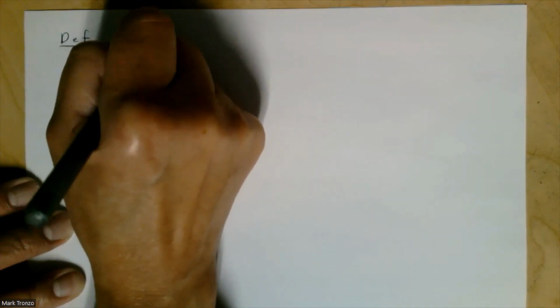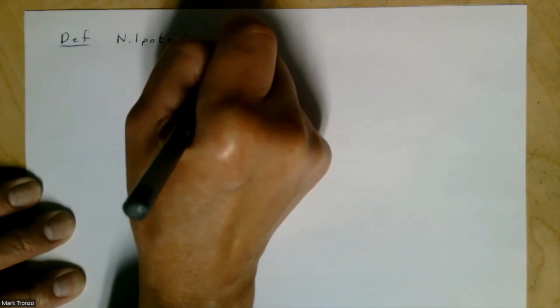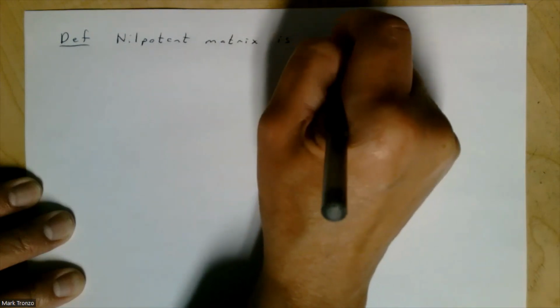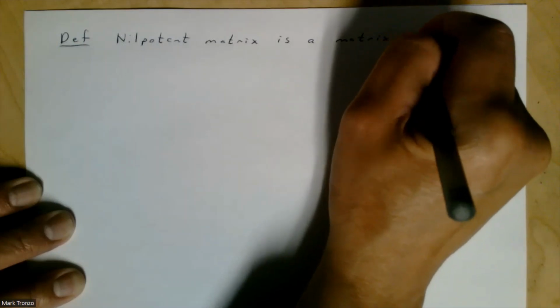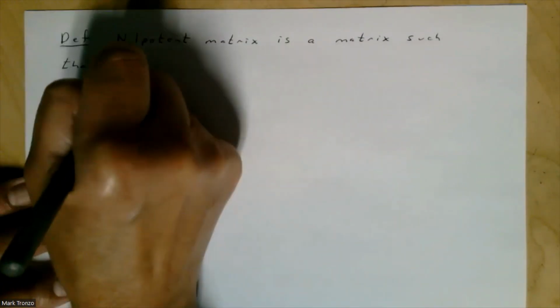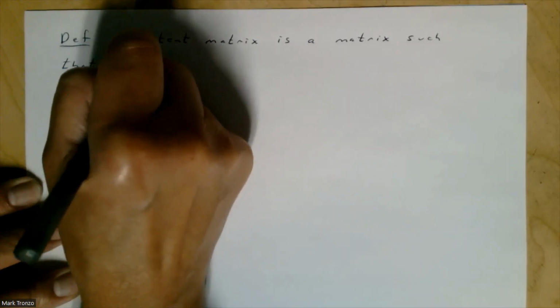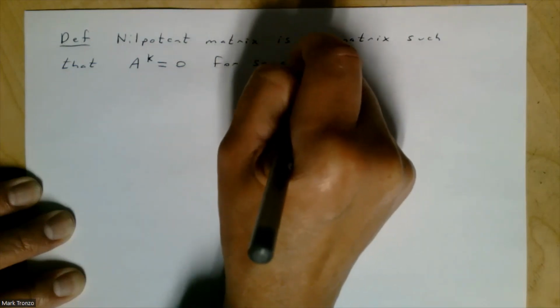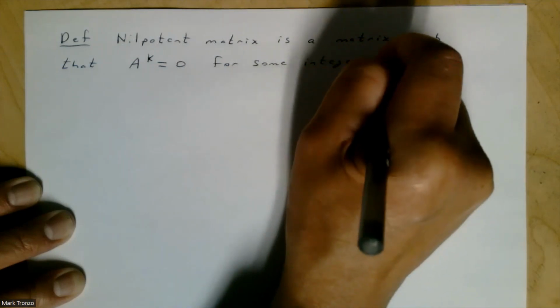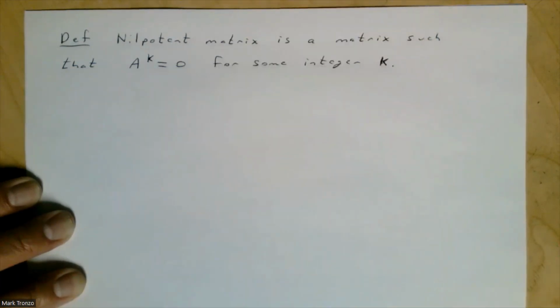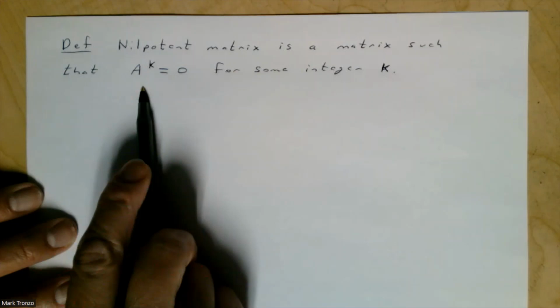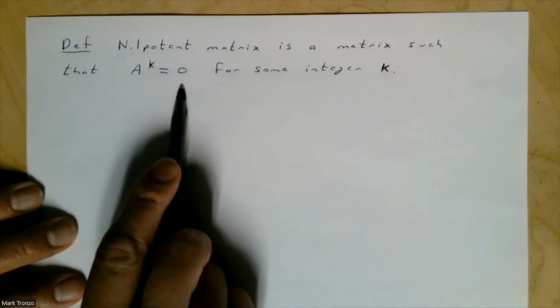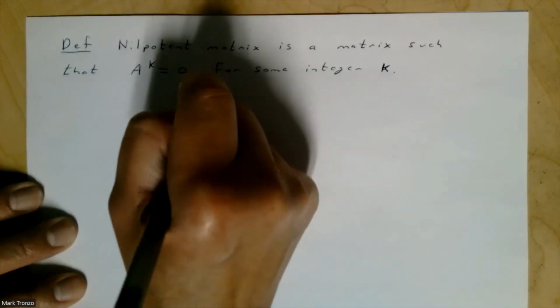So we're going to look at something else. And one thing I want to remind you of is the nilpotent matrix. A nilpotent matrix is a matrix such that A to the k is equal to 0 for some integer k. So a nilpotent matrix is a matrix that if you take it to a certain integer power, you get 0. In other words, you get the 0 matrix. I want to emphasize that that's the 0 matrix.